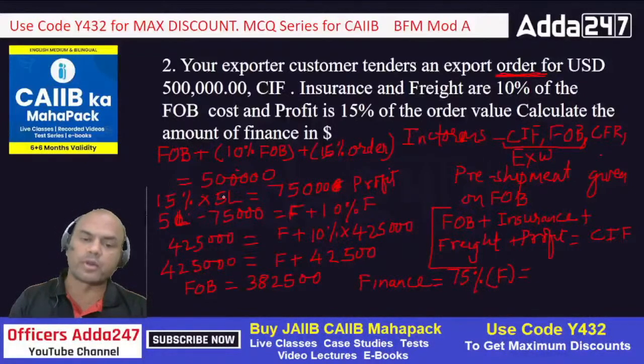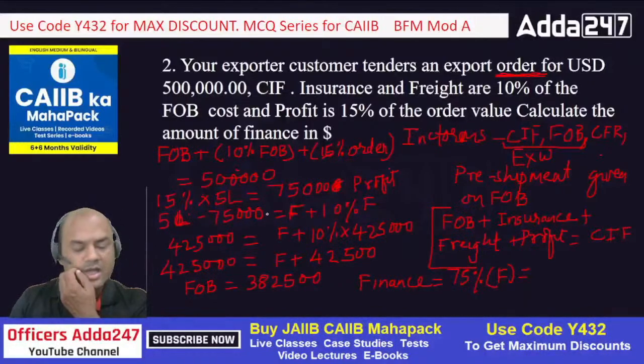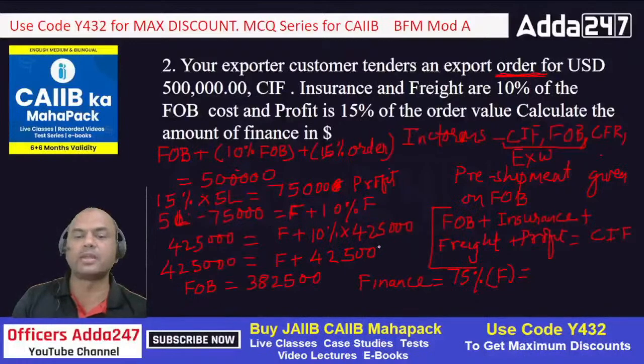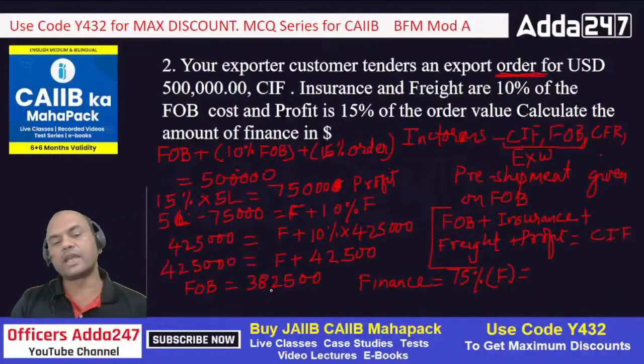Just firstly remove the profit, 15% of 5,75,000. Then remove the insurance and freight, 10% of the remaining amount. So 10% of 4,25,000 is 42,500. Remove this, you will get 3,82,500.